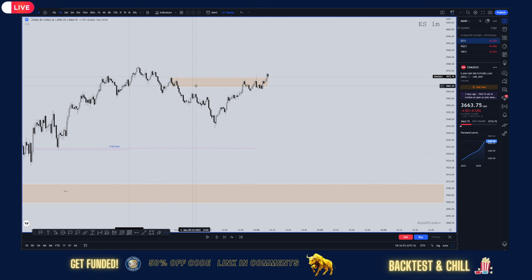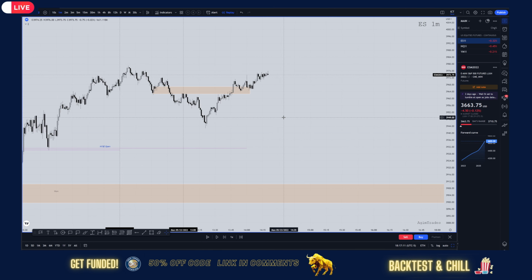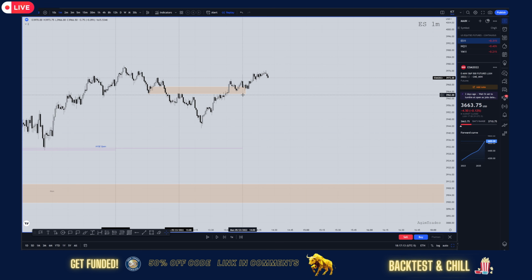The breaker, maybe it was right here. I'm not too sure. Still getting familiar with breaker blocks, so hopefully that's a breaker. But these after lunch trades are usually very small targets.